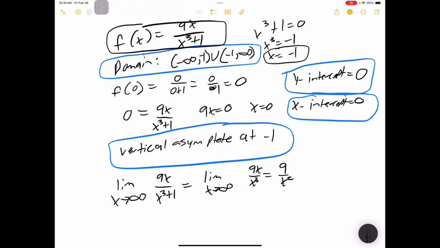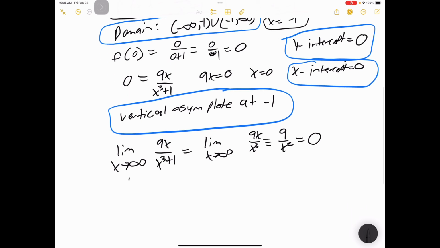And as x goes to infinity, as x gets really big, we get 9 over 10, 9 over 100, 9 over a million, 9 over a trillion. As x goes up, we're going to get a really, really small number, something really close to 0. And so we have a horizontal asymptote at 0.